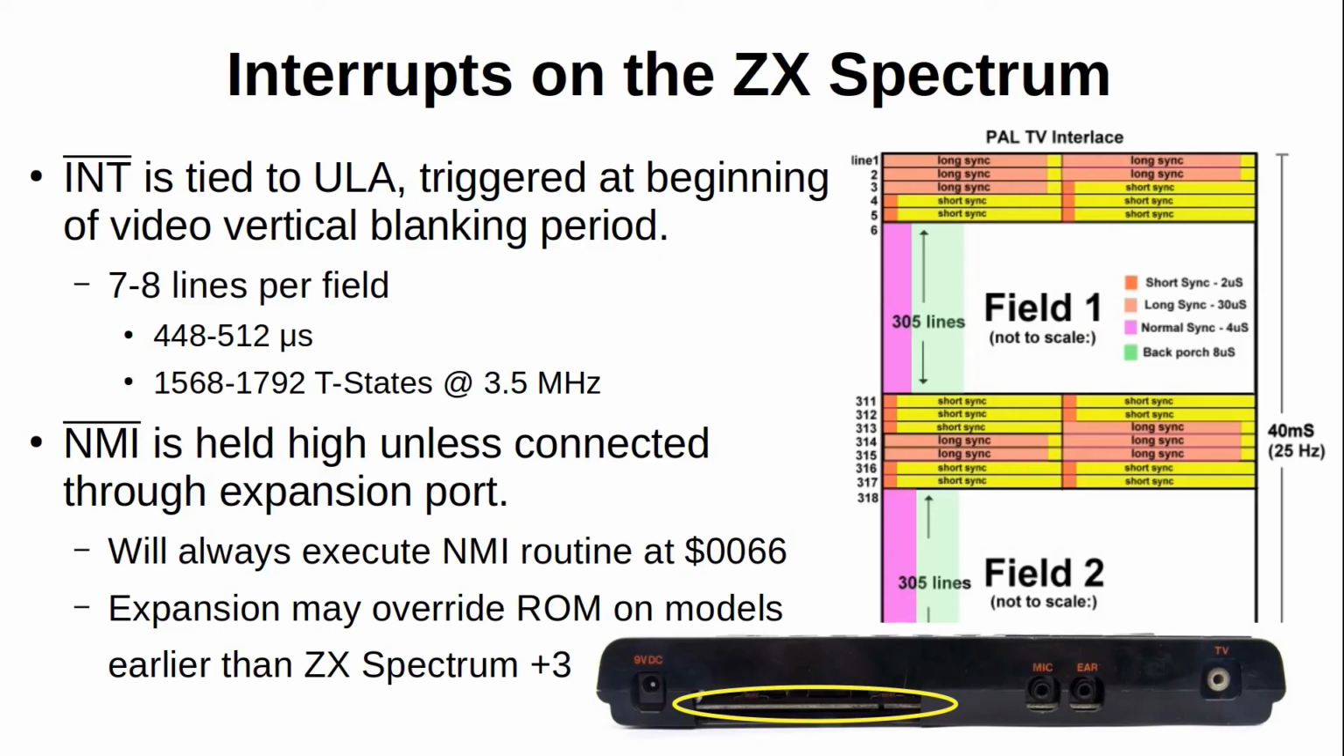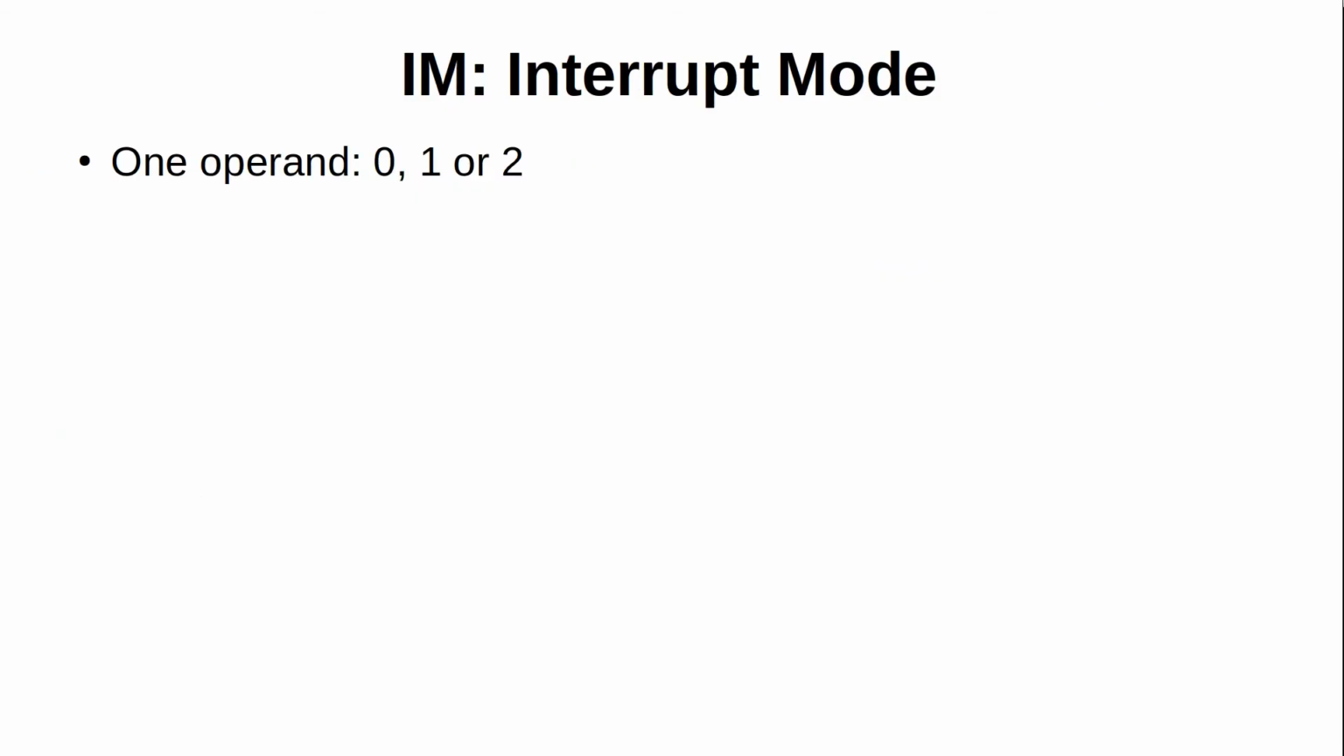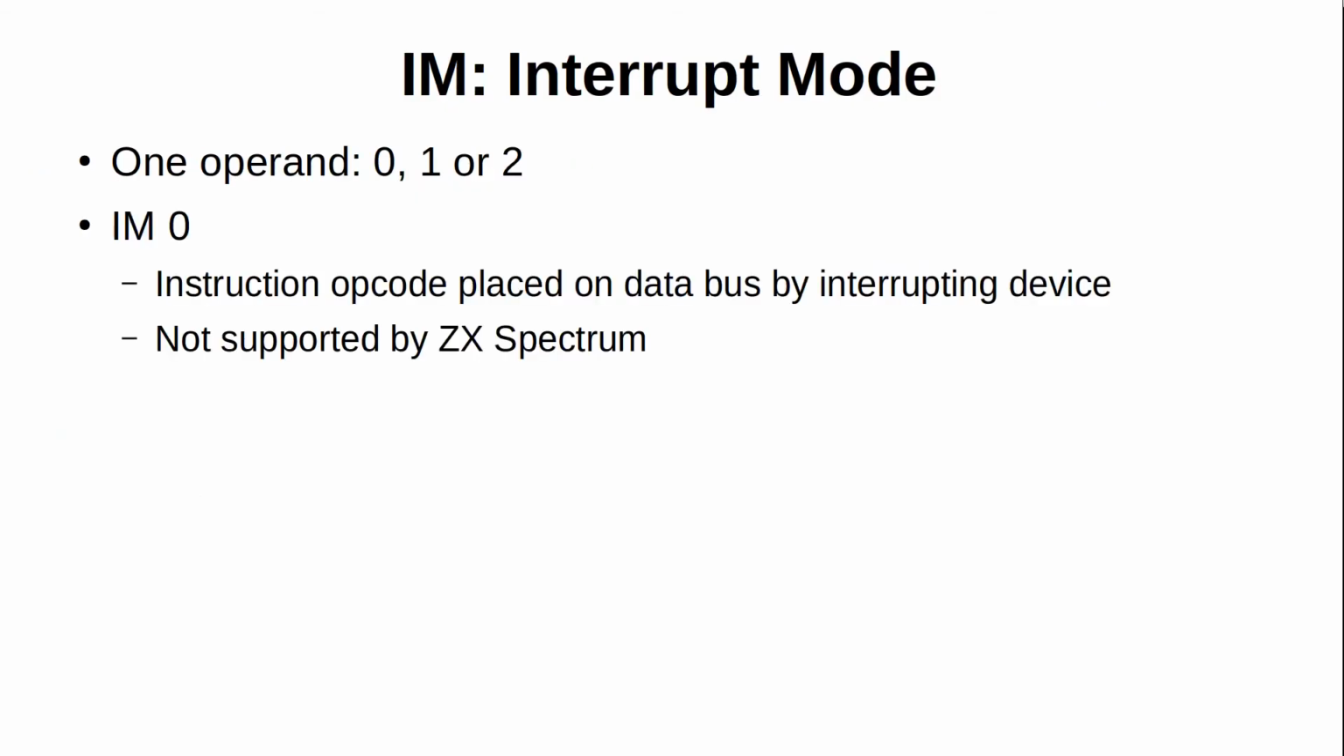For this episode, however, we will only be dealing with maskable interrupts from the ULA, as that is the only interrupt you can expect every user to experience. Now let's go back to review the IM instruction, which sets the maskable interrupt mode. Interrupt mode 0, as we've discussed before, is not supported by the ZX Spectrum, but now we should qualify that by saying it requires an external device to support it through the expansion port, but that is not very common.